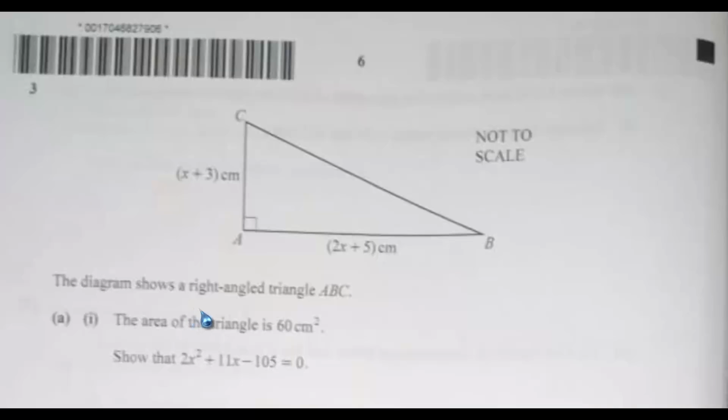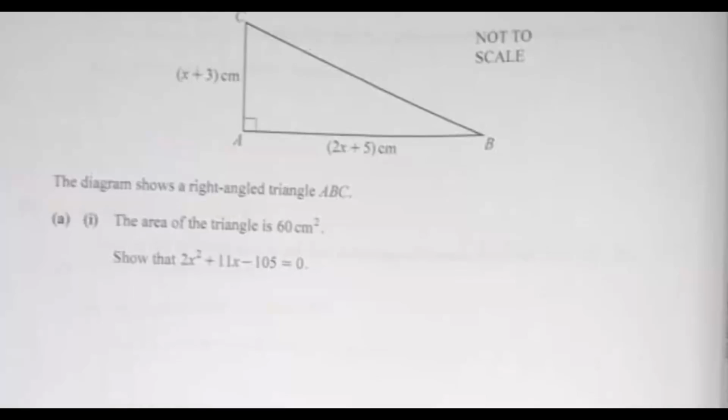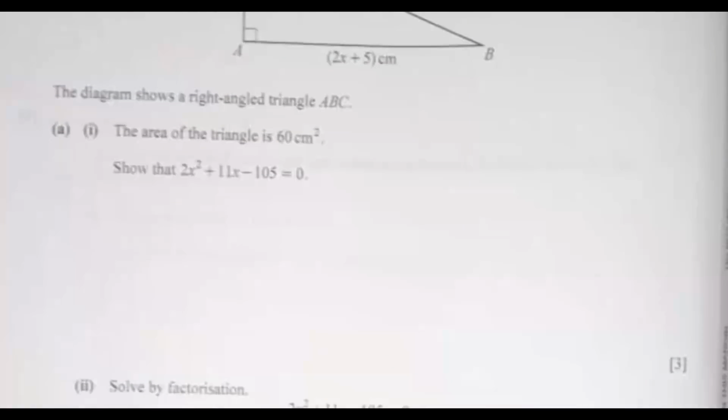The diagram shows a right angle triangle ABC. The area of the triangle is 60 centimeters squared. Show that 2x squared plus 11x minus 105 equals 0. To do this, we need to make use of the area of a triangle. Already we know that the area of a triangle is given as the base times height divided by 2.